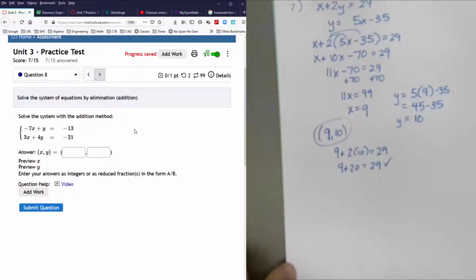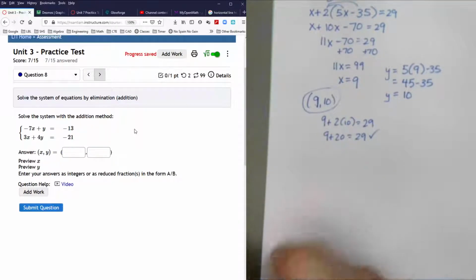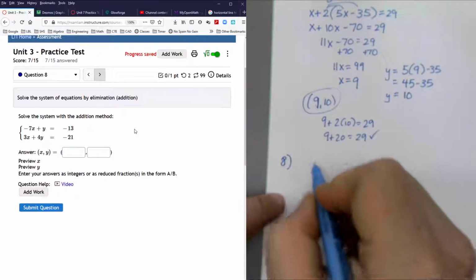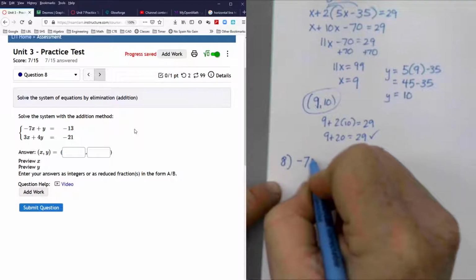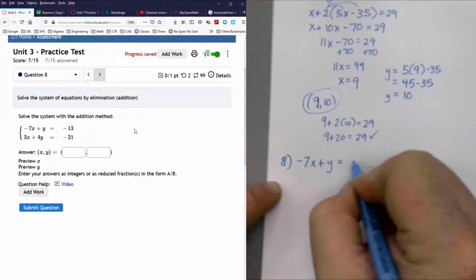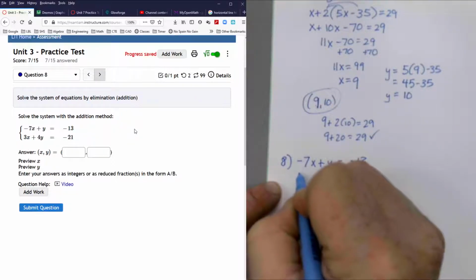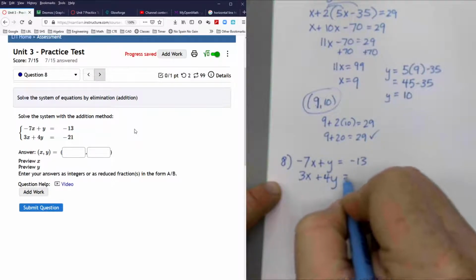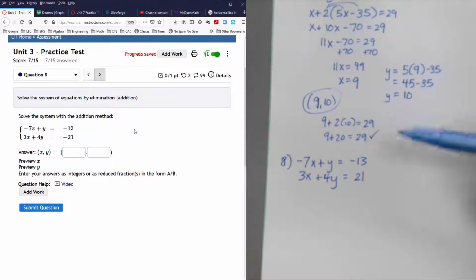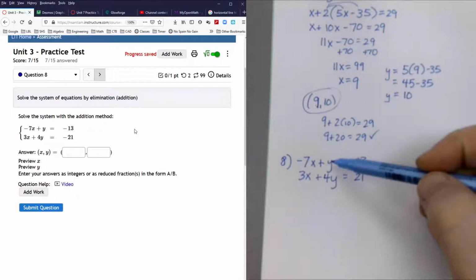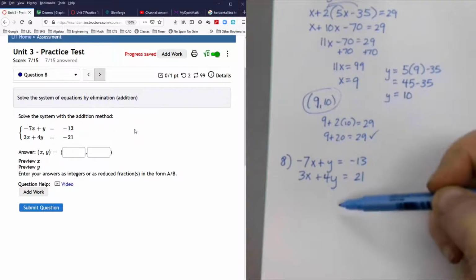10. Question number 8 talks about using the addition method. The addition method is also called the elimination method. And what that means is that we need to combine these equations in a way that one of the variables goes away. And so what we're looking for is to be able to multiply one of these equations so that the variables are the same, right? The coefficients are the same, but opposite signs.